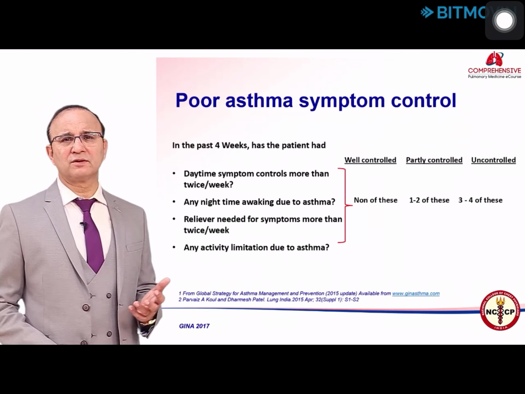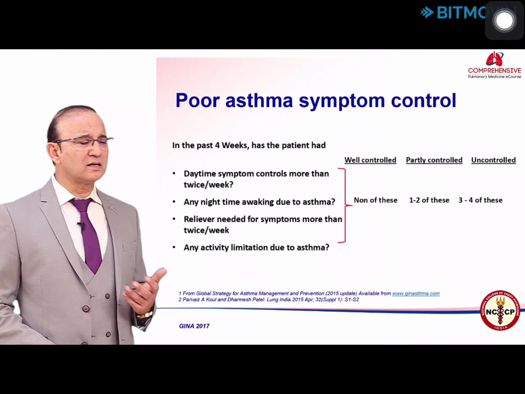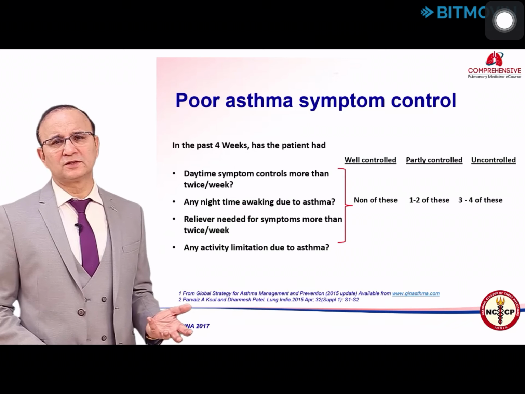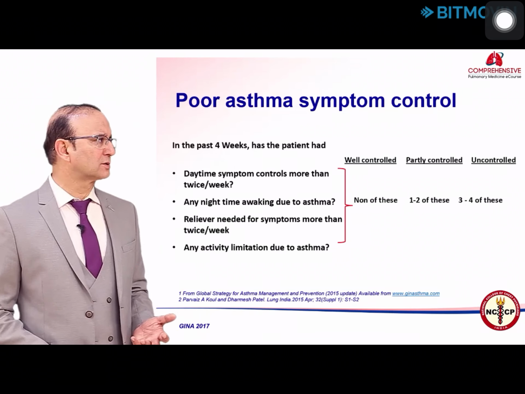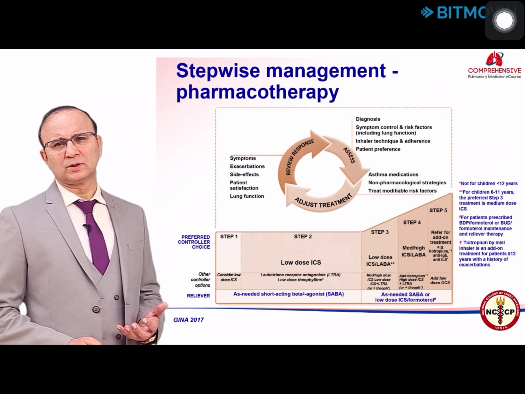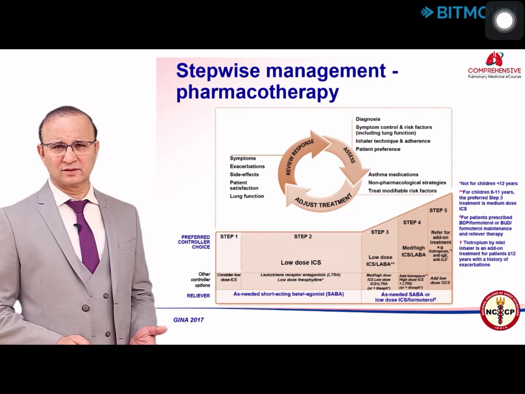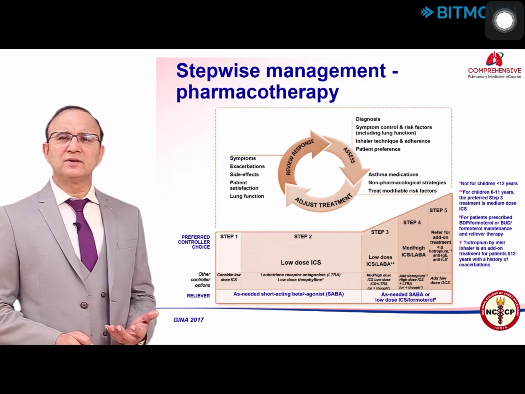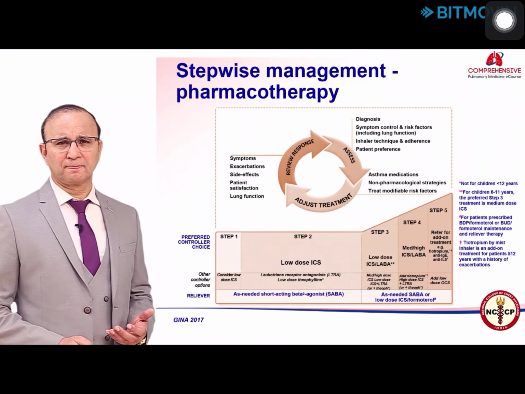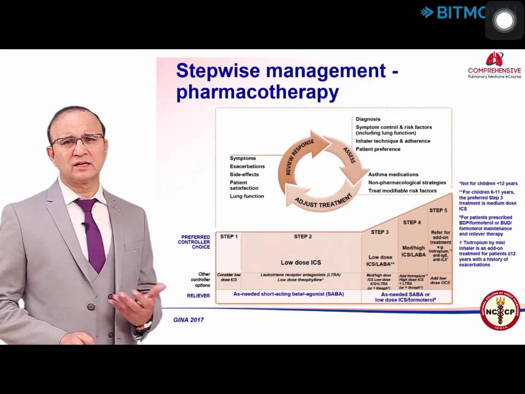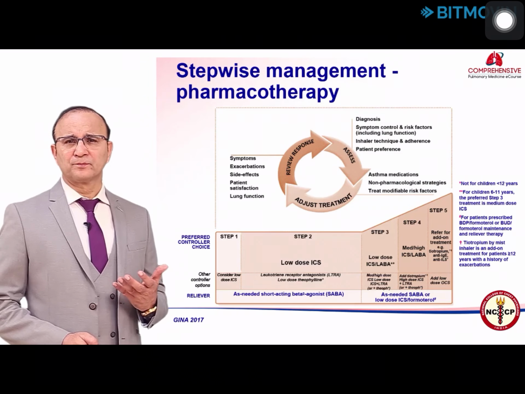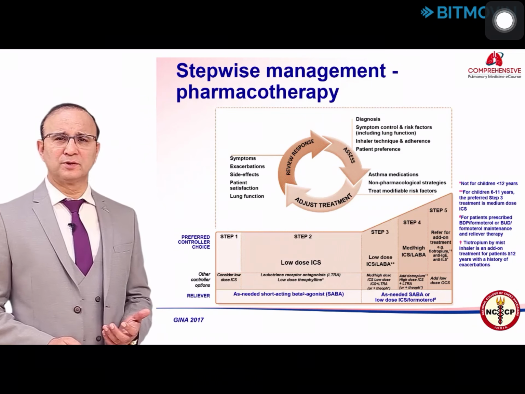Partially controlled, you say when 1 or 2 of these are present, and uncontrolled if 3 or 4 of these are present, you say it is an uncontrolled asthma. GINA has come out with guidelines in the form of stepwise management of asthma for many years, and they bring out updates every year based on the current literature. I am going to discuss basically the guidelines, how to do a stepwise management of asthma.